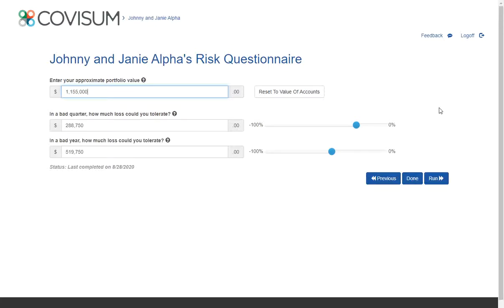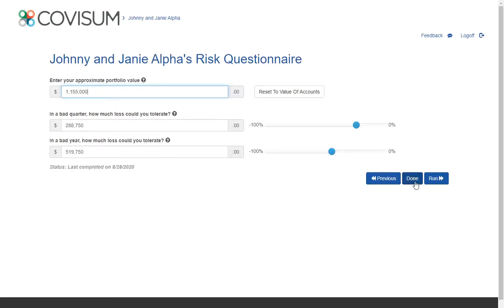The point of having this conversation on the front end is to draw a guidepost. And in that way, you're able to better serve as the client's behavioral coach when those inevitable situations materialize. It's really all about having the conversation on the front end initially and then on an ongoing basis. The second question is, in a bad year, how much loss could you tolerate? And the idea here is to have that conversation with the client, but also test that in the overall financial plan.